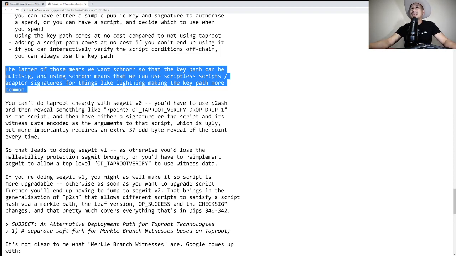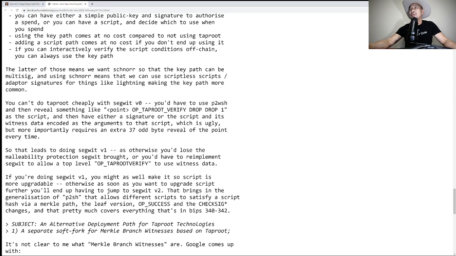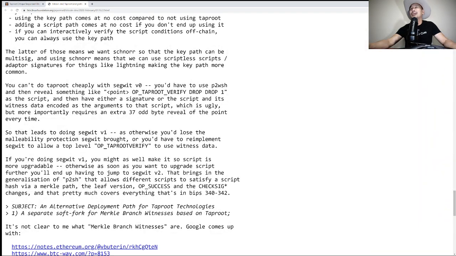You can't do Taproot cheaply with SegWit v0. You'd have to use pay-to-witness script hash and then reveal something like point OP_TAPROOT_VERIFY DROP 1 as the script, then have either a signature or the script and its witness data encoded as the arguments to that script, which is ugly, but more importantly requires an extra 37 odd byte reveal of the point every time. So that leads to doing SegWit v1, as otherwise you'd lose the malleability protection SegWit brought, or you'd have to re-implement SegWit to allow a top-level OP_TAPROOT_VERIFY to use witness data.